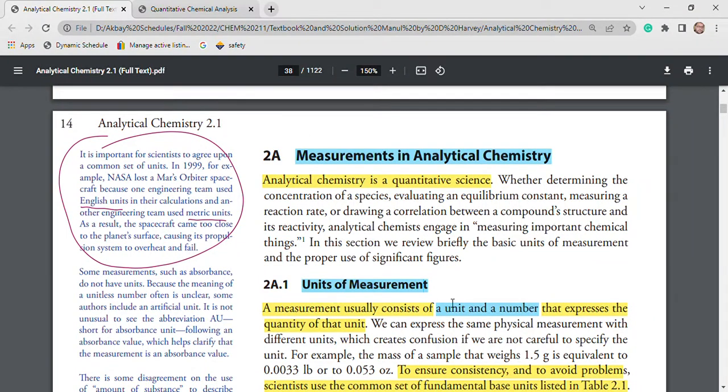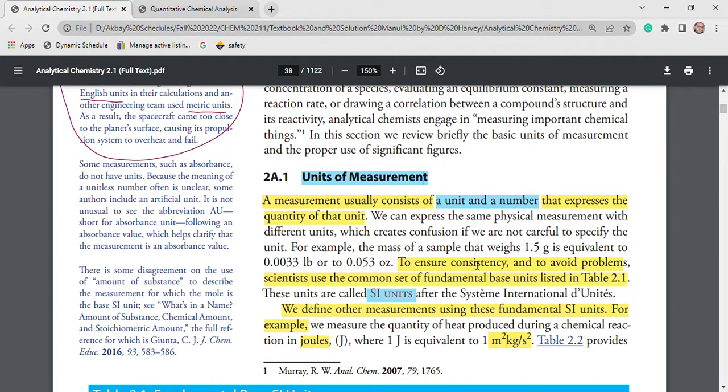This is the measurement in analytical chemistry. It is another textbook, but it contains similar information as Harris's book. Because analytical chemistry is a quantitative science, it deals with measurements. And when we deal with measurements, of course, we have quantities. We have a number associated with a unit, or a unit associated with a number.